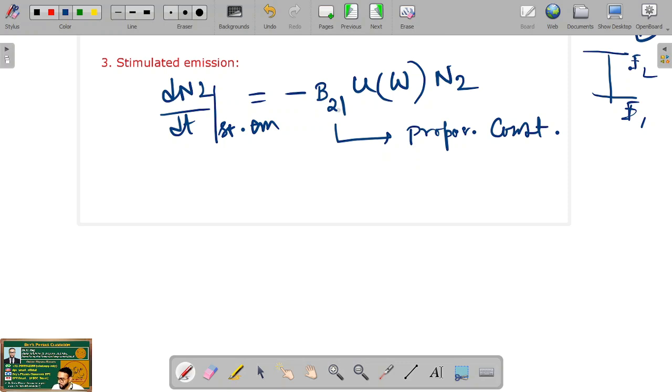Since this is a transition from level 2 to level 1, the rate is B21 u omega N2. So this is the rate equation for stimulated emission, and we take it as equation 3.